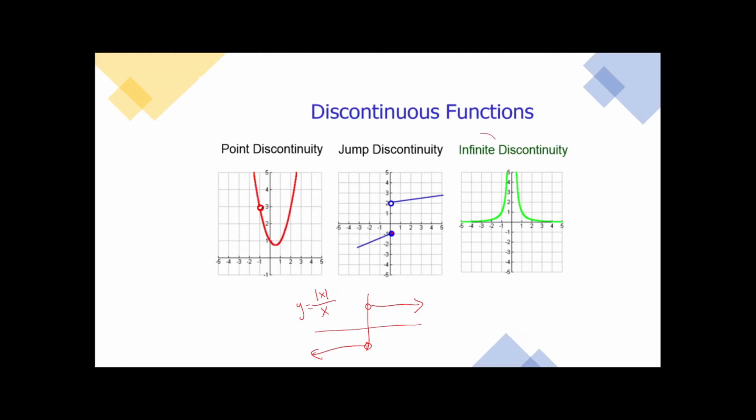And the last is infinite. And this is the one where we think vertical asymptotes. There is infinite discontinuity, meaning our y values shoot up or shoot down to either positive or negative infinity. So those are the 3 types of discontinuity that we have when we're working with functions: point, jump, infinite.